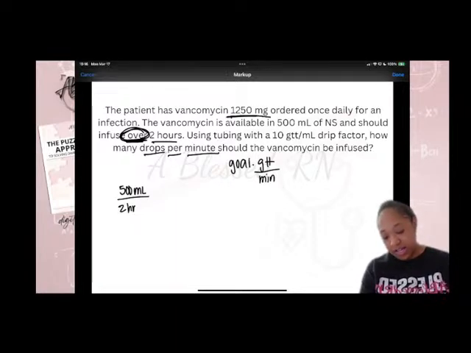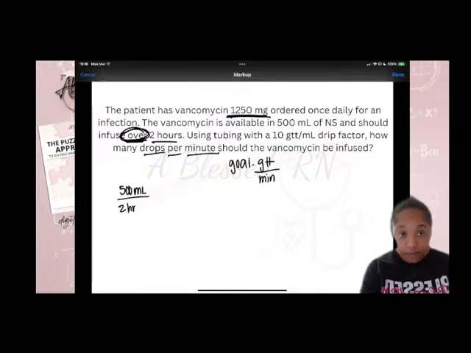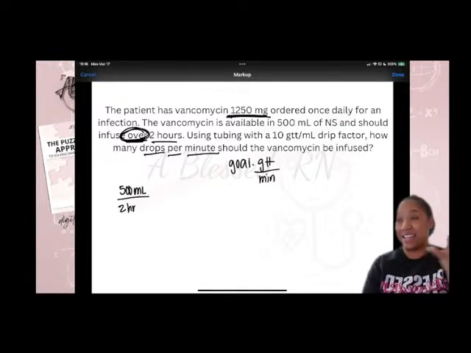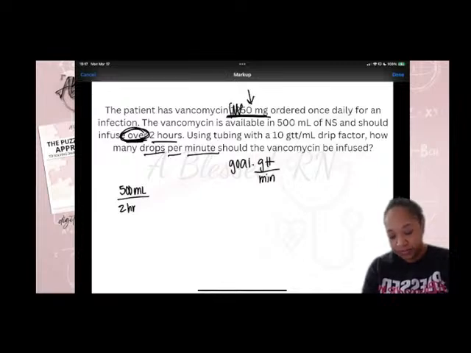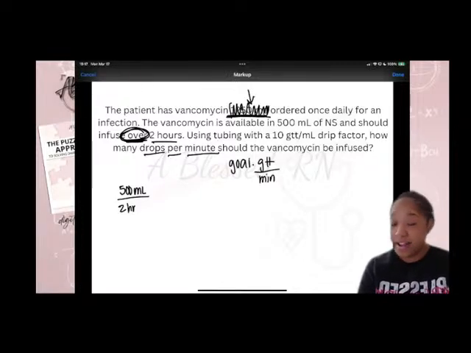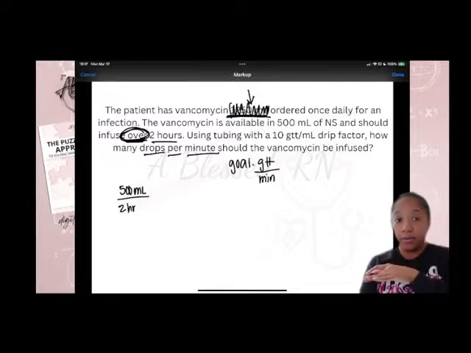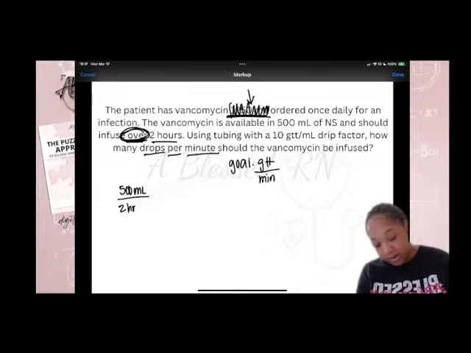So this right here, this little buddy right here, you're like, well, what do I do with that? Nothing. It's fluff, fluff, fluff. You don't need it because that 1,250 milligrams is floating around in that 500 milliliters. So when you give that 500 milliliters of normal saline, guess what else is going to go in the patient's veins? This. Did the goal ask you about grams, milligrams, micrograms? No, it's fluff. Okay? We want volume over time. So now we got a drop factor of 10.